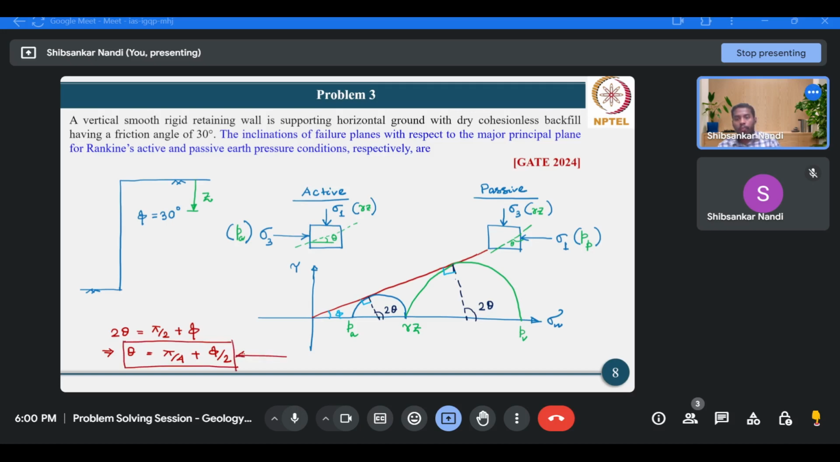This is the inclination of parallel plane to the major principal plane, irrespective of the condition, that is passive or active. So it will not change as long as you are determining the inclination with respect to the major principal plane. However, if you try to determine this inclination with respect to horizontal or vertical, then these values will change. Major principal stress orientation is changing from active to passive case. However, the inclination of the parallel plane about the major principal plane will not change.